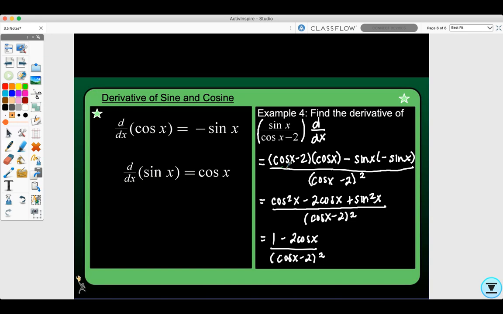Now, if this was a free response problem, you do not have to simplify it. This would be a perfectly good answer for a free response. So for a free response question, you can stop here. You don't have to simplify it. But if it's multiple choice, you have to go through and simplify all the way through for multiple choice.